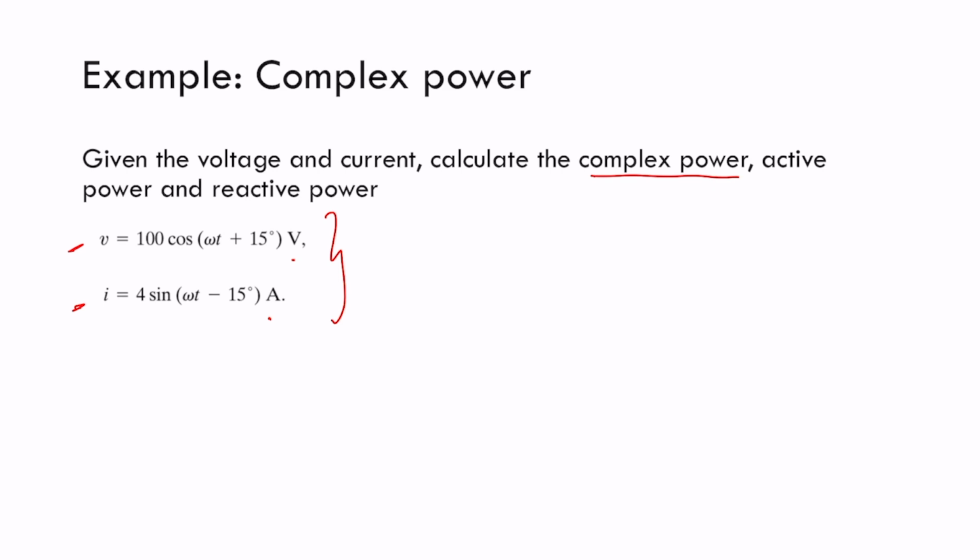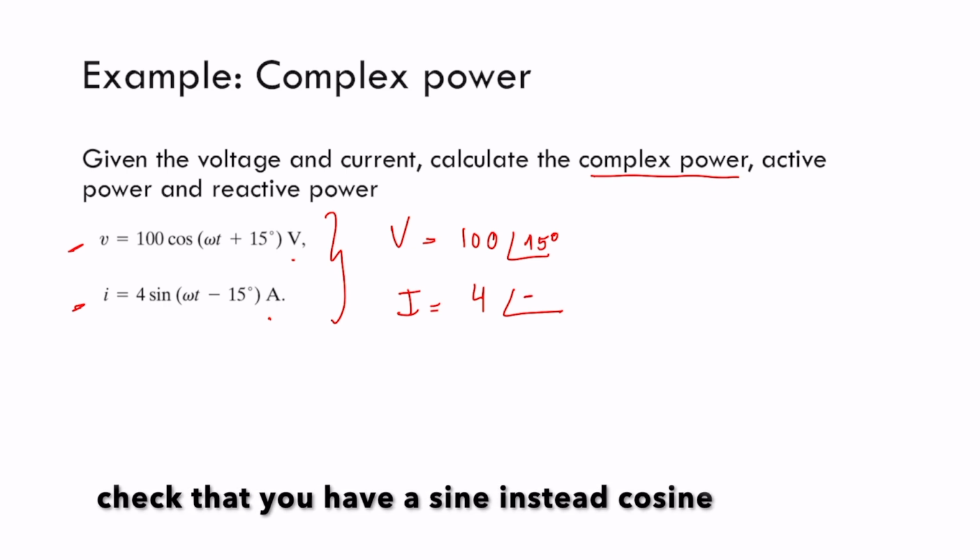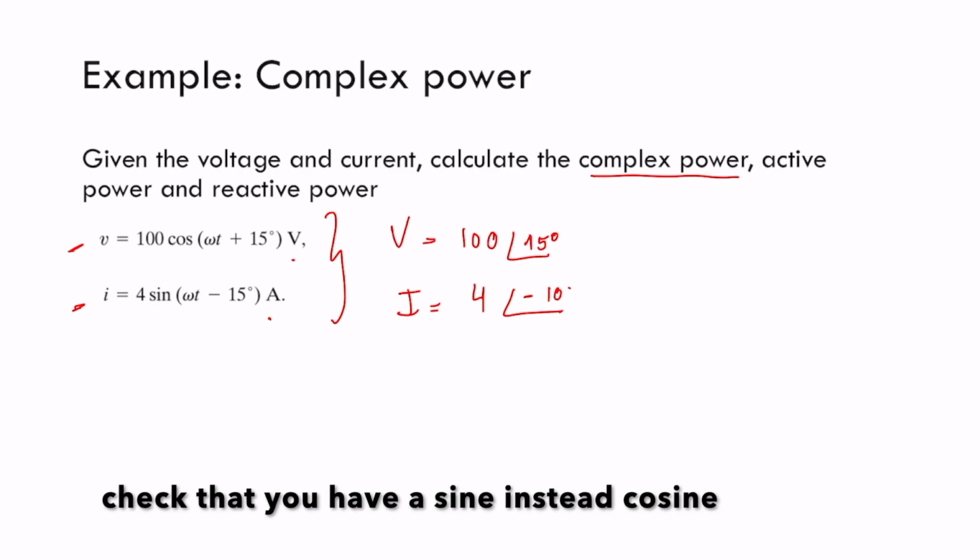The first thing I'm going to do is transform these two signals into phasors. The phasor of the first signal is 100, which is straightforward, and the angle is 15 degrees. The phasor of the current signal is 4, and the phase angle is minus 105 degrees.